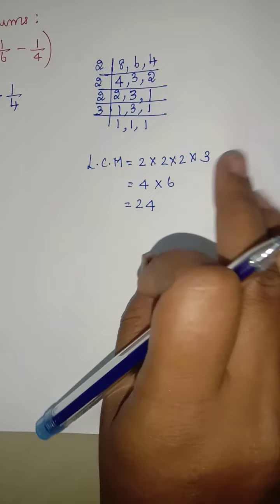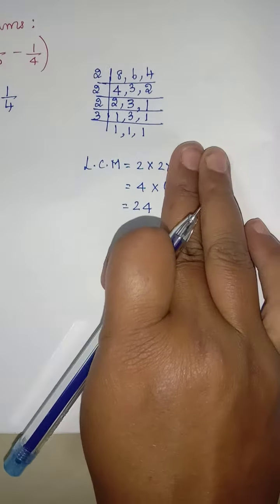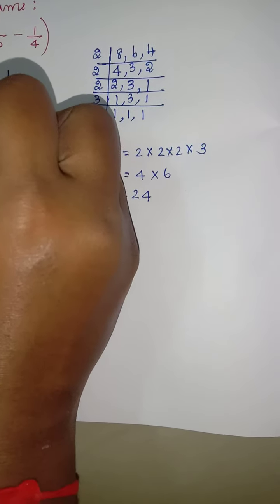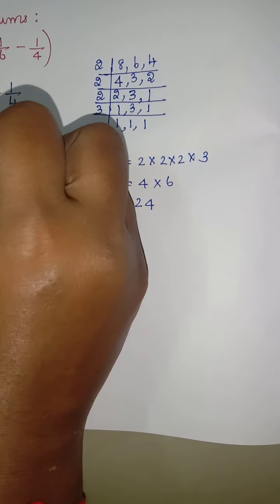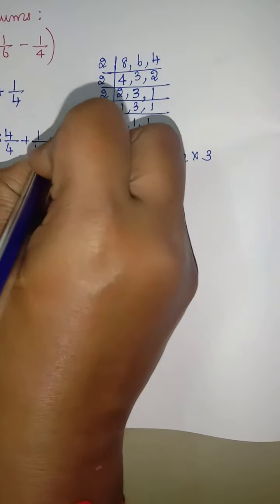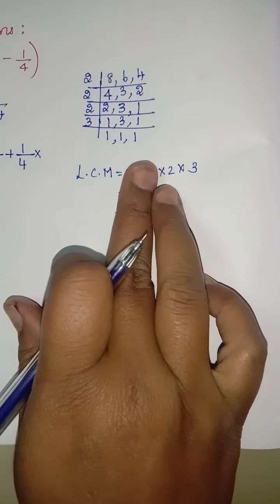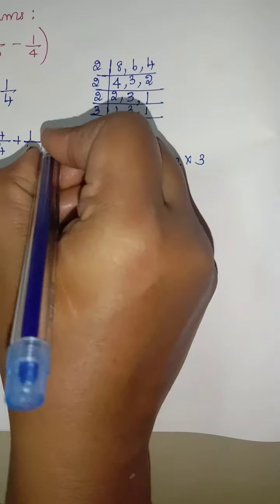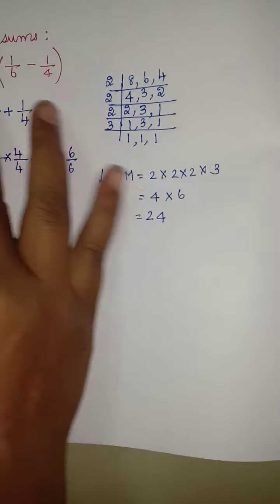In the same way, 3 2s are 6. You just hide this. What is the remaining? 2 2s are 4. So into 4 by 4 plus 1 by 4 into, here you see 2 2s are 4, you hide it. So what is the remaining number? 6. So 6 by 6.